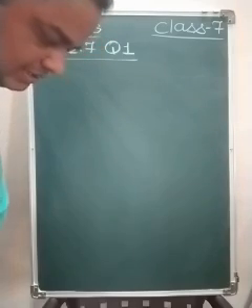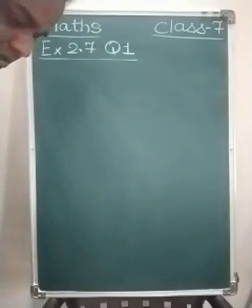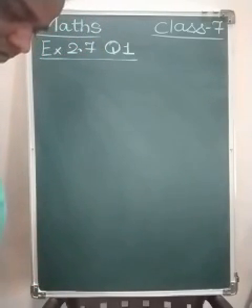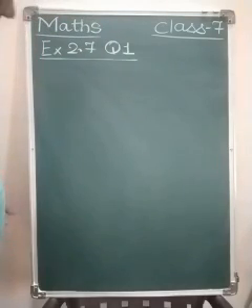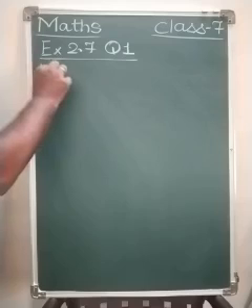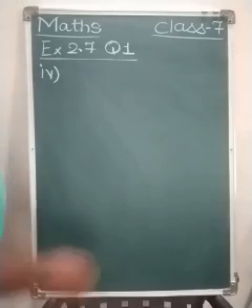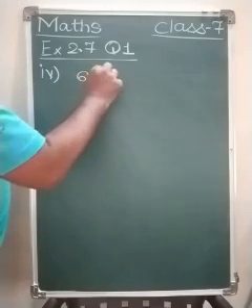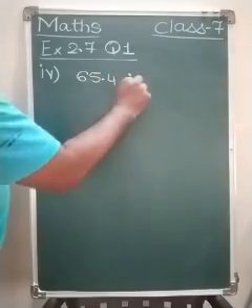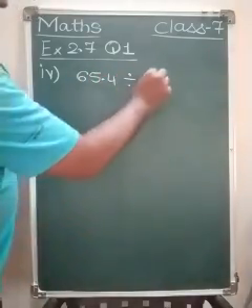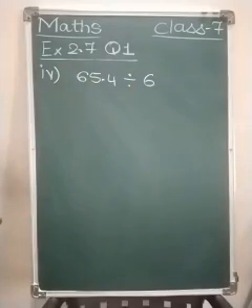Now let us start with the third sum, pick it for the homework. Then the fourth sum. Okay, we'll solve the fourth sum. Let us solve it. 65.4 divided by 6.